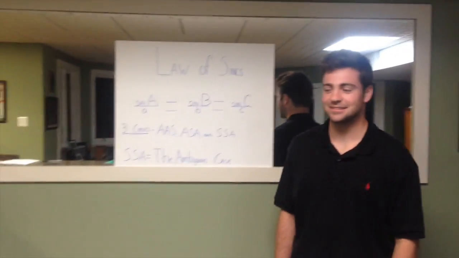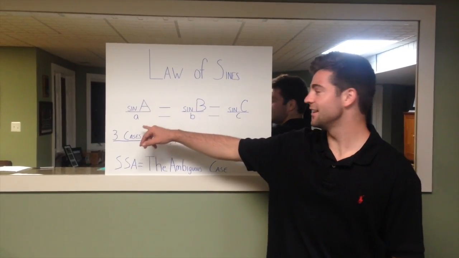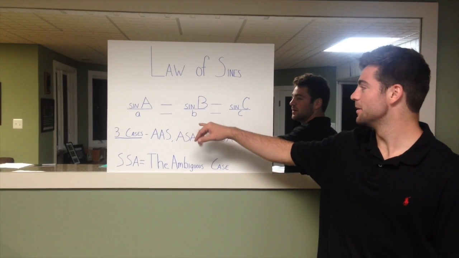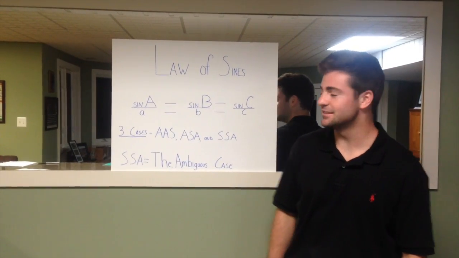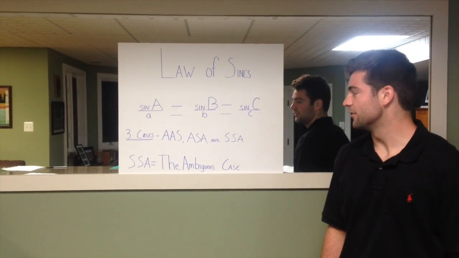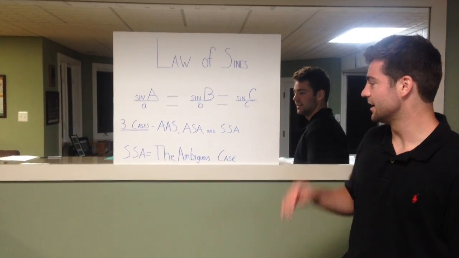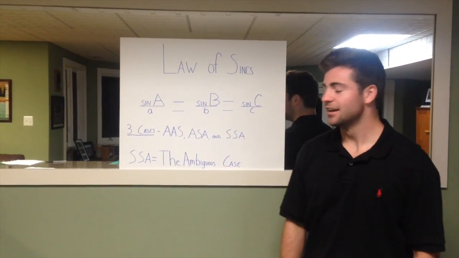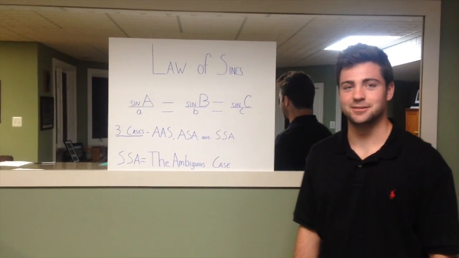The law of sines basically shows that the proportion of sine A to side A is equal to sine B over B, equal to sine C over C. There's three cases. Two are super easy: angle-side-angle and angle-angle-side. Those won't take too long to learn. And then there's the ambiguous case, which is side-side-angle, and that takes a little bit longer, but after this video you'll know how to do it.